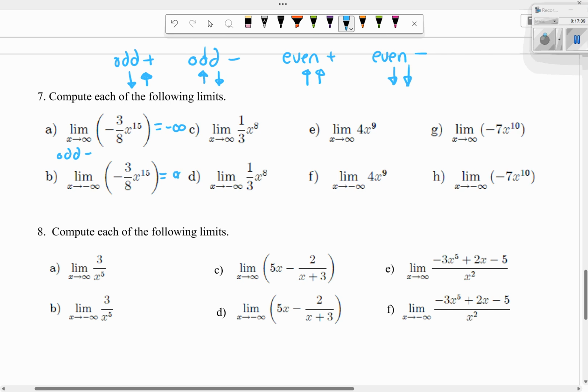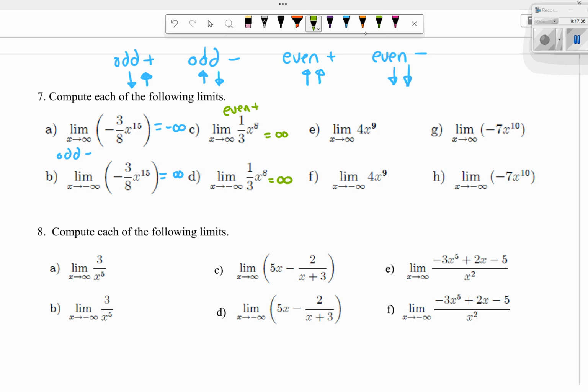Positive infinity. For the next one, we have 1/3 x to the 8th power. So this is even positive for both of these. It means both ends go towards positive infinity. As x approaches infinity, y goes to infinity, and as x approaches negative infinity, y values go to positive infinity for both of those.